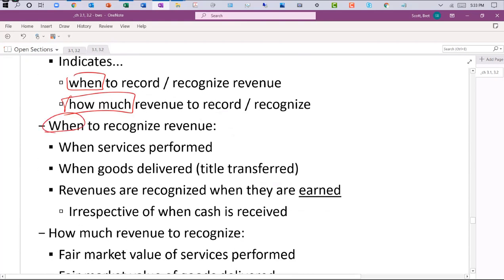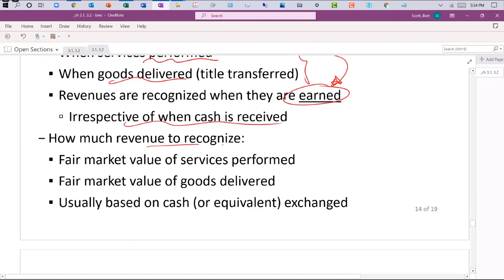Specifically, when it comes to when we record things, we record revenue whenever services are performed. I'm finished cutting your lawn, or goods are delivered. Hey, I handed over the keys to the brand new car you bought. Those things indicate that revenue has been earned. We record revenue when it's earned. Doesn't matter when cash is received. If we've earned revenue, we record it. Figuring out the other part of the journal entry is just a matter of, was it cash or a receivable? How much revenue to recognize is usually based on the fair market value of what was exchanged at that time.